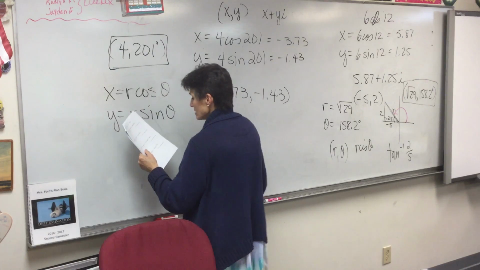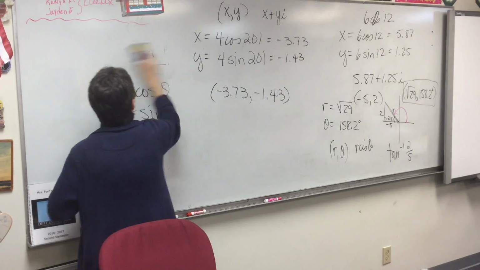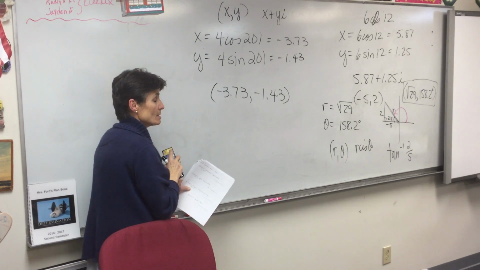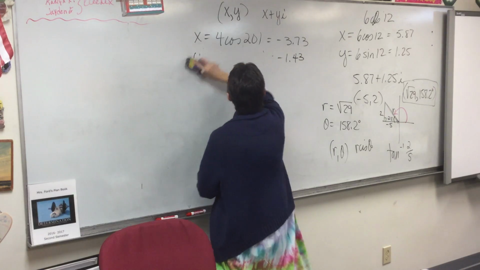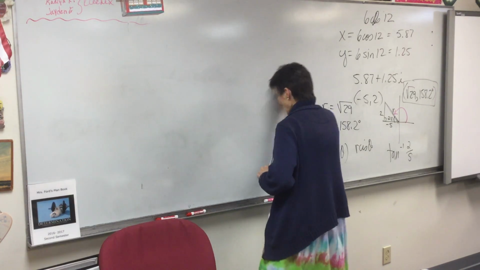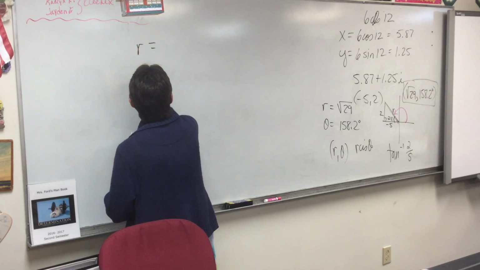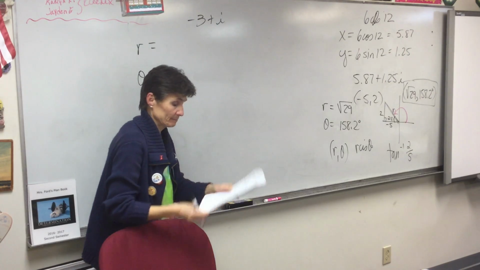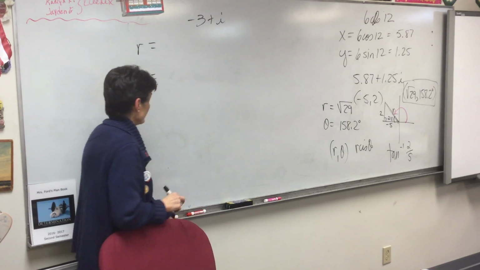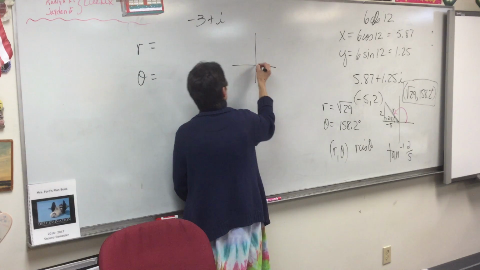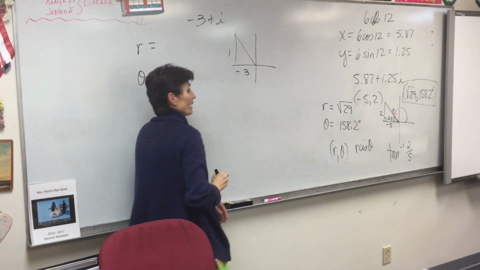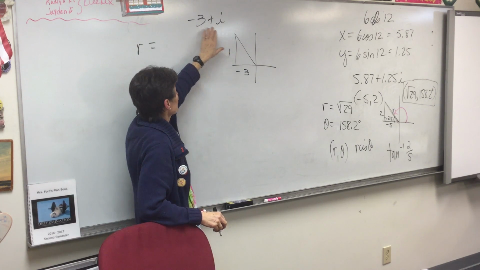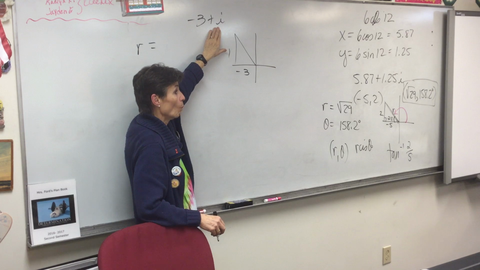So the next one says, convert to polar. Now another word for polar is trigonometric, so you've got to be ready for that word too. But when we convert to polar, we know that means we have to find an r and a theta. And the number this time is -3 plus i. So we draw a picture: left 3 and up 1. Remember, it's x plus yi, so x is -3, y is 1.